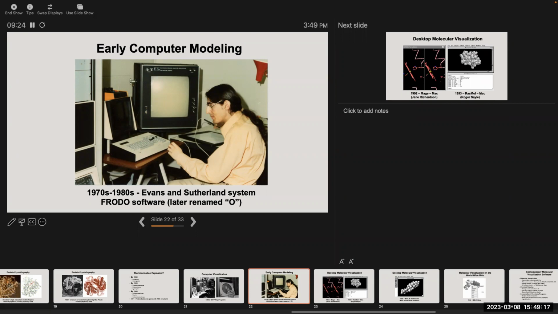I read an article several years ago that said that it's estimated that about 95% of the protein structures in the Protein Data Bank, and as I said, there are now hundreds of thousands of them, about 95% of those protein structures were determined using Frodo or O. And it's still around and it's still widely used for determining 3D molecular structure from crystallographic data, from X-ray diffraction data.